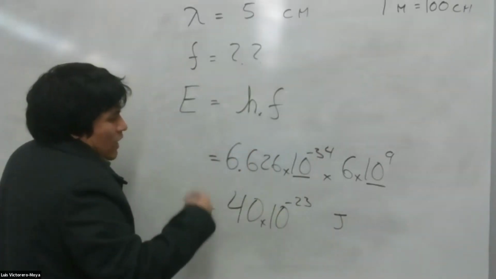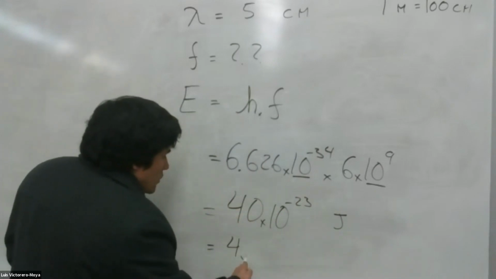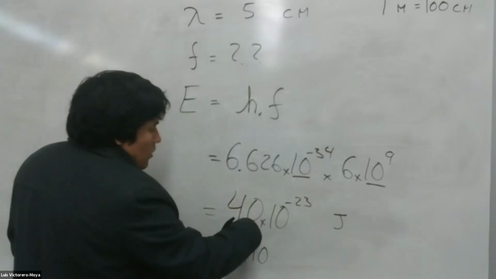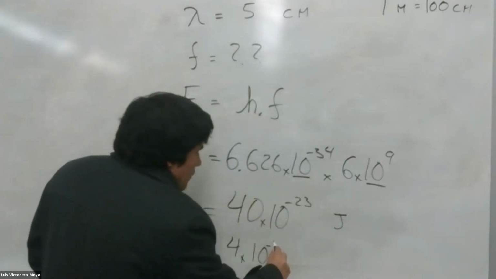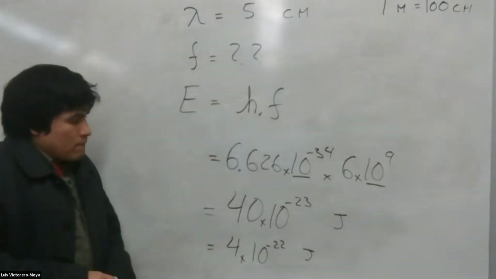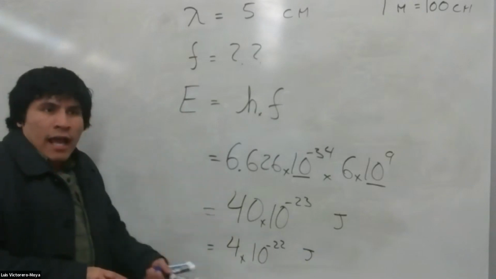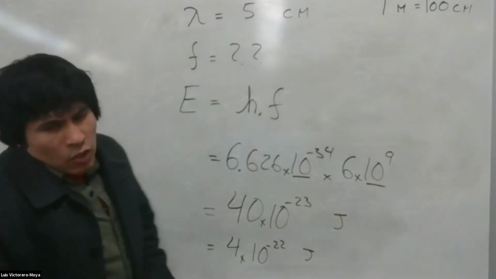Now, do I leave it like that? No, because you see 40, so I can put 4 times 10 to the, this 0 goes here, so negative 23 becomes negative 22 joules. Okay, so that's how we use these equations. All right. Any questions?